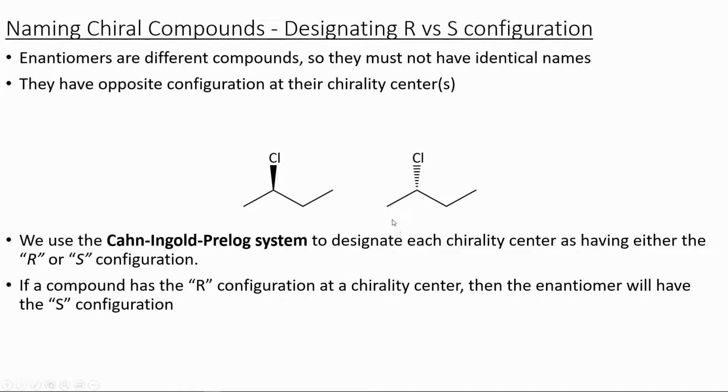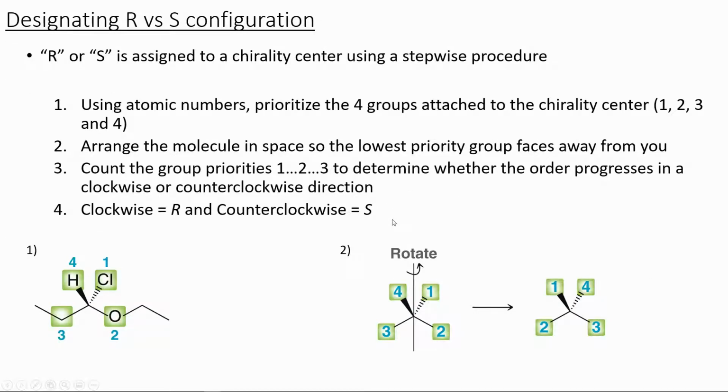So to begin with, for the naming, we're going to use the atomic number to prioritize the 4 groups attached to the chiral center. For example here, chlorine has the highest atomic number. That'll be a 1. Hydrogen is always the place I like to start because it's always going to be the lowest atomic number. We'll designate that as a 4. So hydrogen will always be 4. If there's 2 hydrogens, then it's not chiral because we don't have 4 different substituents attached. Oxygen is the next highest atomic number, and then followed by carbon.